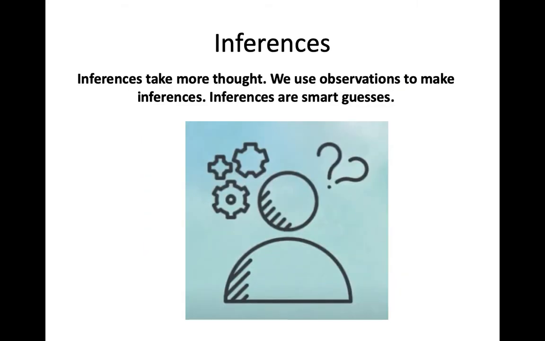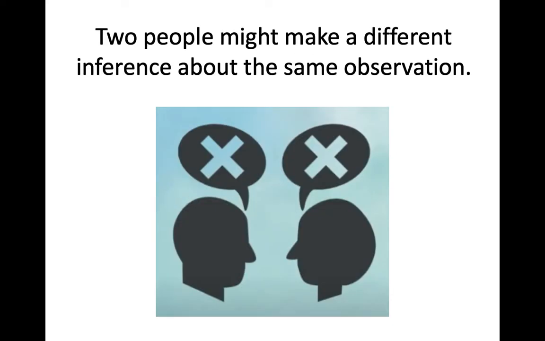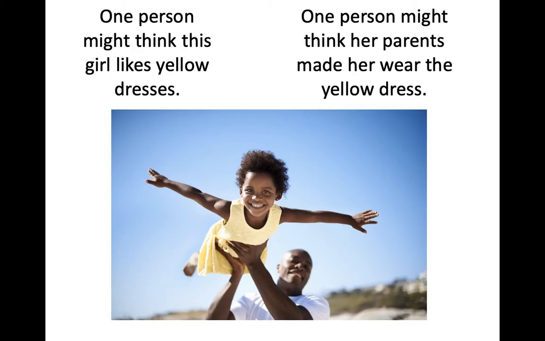An inference takes more thought. We use our observations to make inferences. Inferences are more like smart guesses. Two people might make a different inference about the same observation. Let's take a look. One person might think this girl likes yellow dresses.